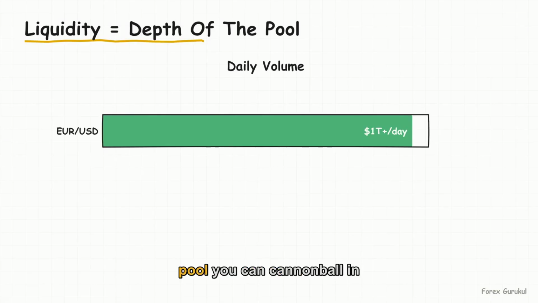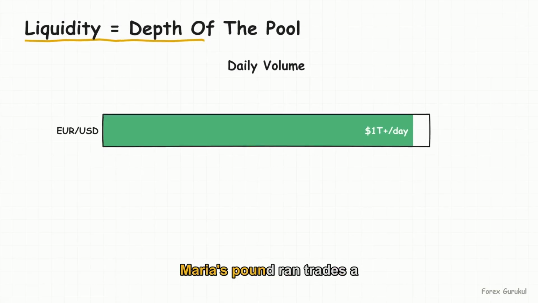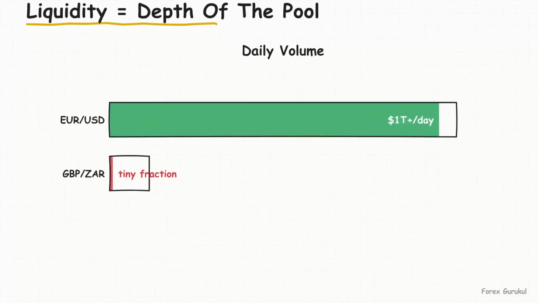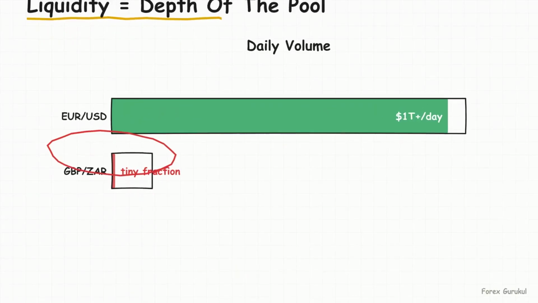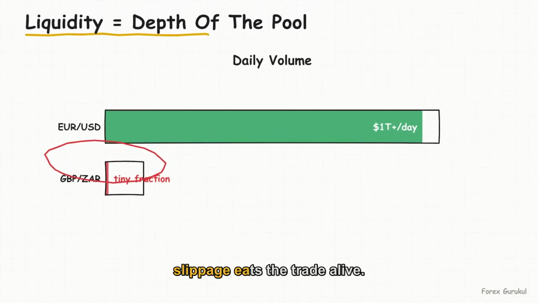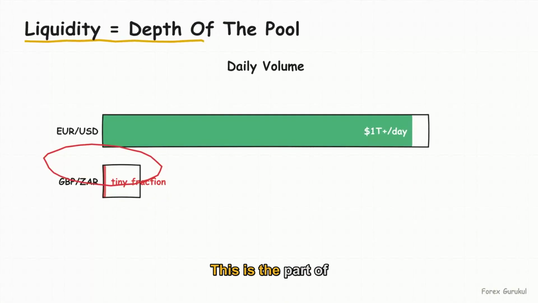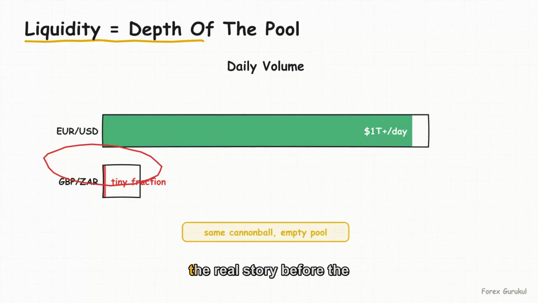Picture that as a deep pool you can cannonball in and barely make a splash. Maria's pound rand trades a tiny fraction of that volume. Same size cannonball, and the water practically empties out. Spreads widen, price gaps, slippage eats the trade alive. This is the part of her account statement that told the real story before the trade even had a chance to lose.